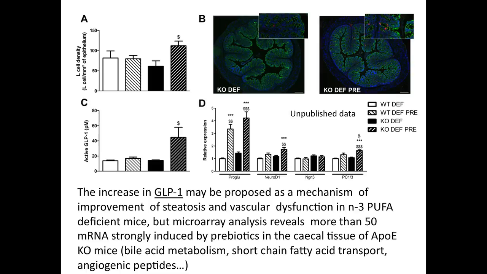In this model, once again, we could see that there was an increase of the GLP-1, and in view of in vitro data showing how GLP-1 agonist may play a role in the improvement of vascular dysfunction, we can think that maybe once again the endocrine function of the gut, which is boosted in this situation, may be implicated in the improvement of host metabolism and health.